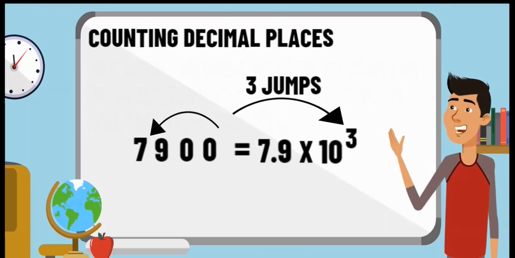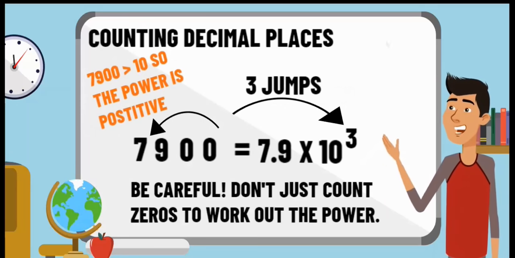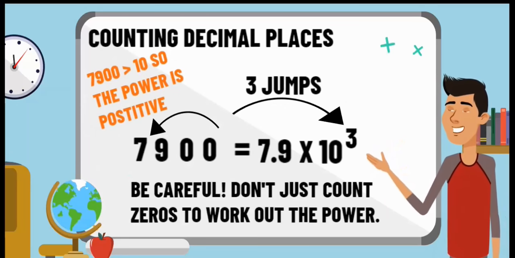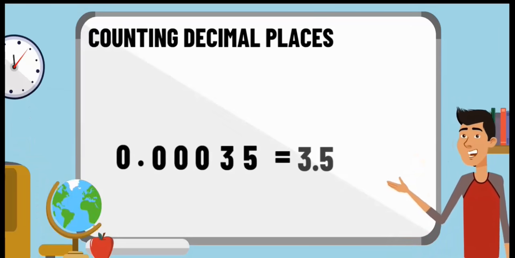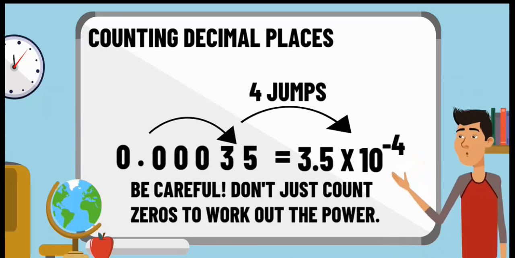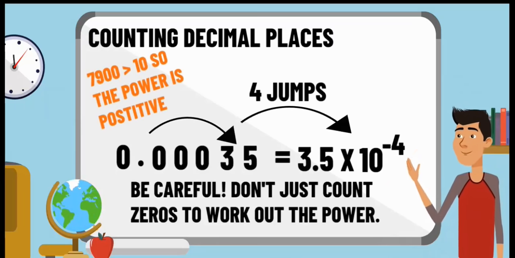7,900 equals 7.9 times 10 to the power of 3. Be careful, don't just count zeros to work out this power. 0.00035 equals 3.5 times 10 to the power of minus 4.